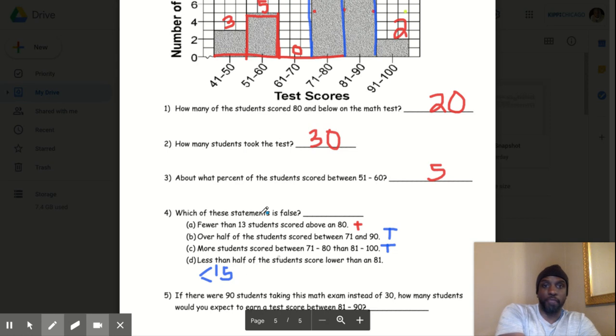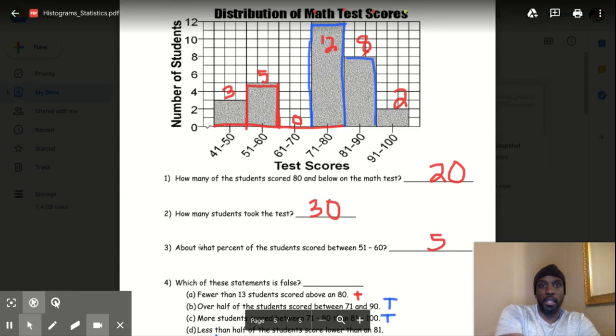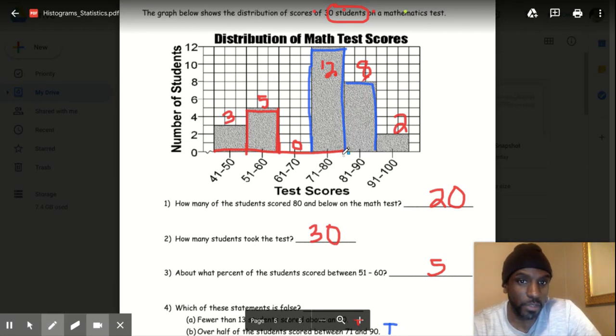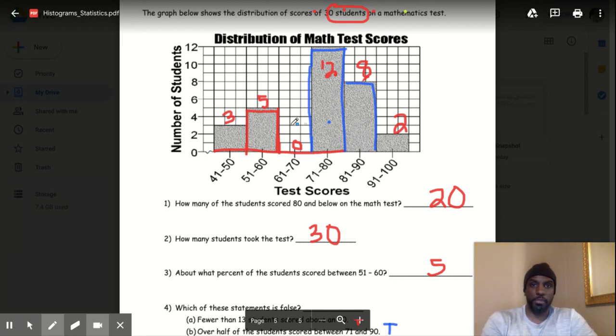Okay. Let's see if we got less than 15 lower than 81. Less than half of the students scored lower than 81. So I'm going to 81 and I'm going lower than that. The 81 bar is right here, 81 through 90, and I'm adding up all of these less than. Lower than 81 is this bar, this bar, and this bar. The reason I'm not adding that bar is because there's nothing there. There are 0 students. 12 plus 5 plus 8, that is 20.